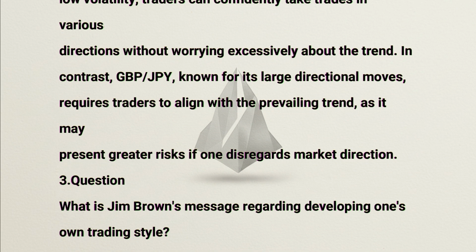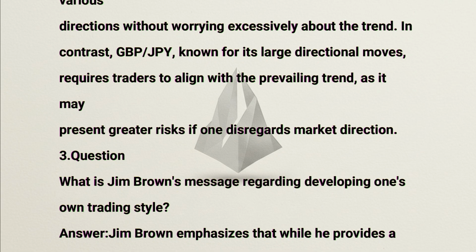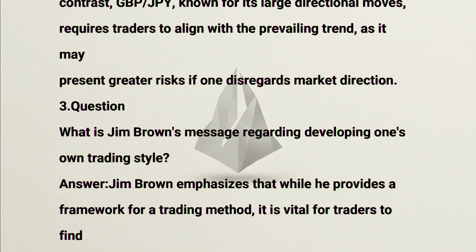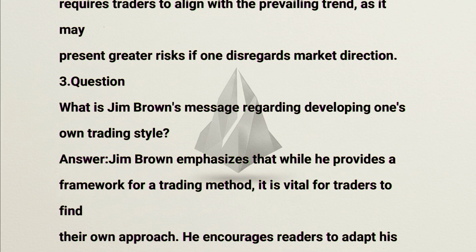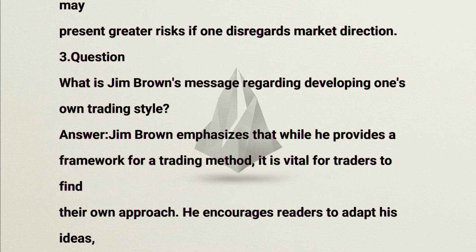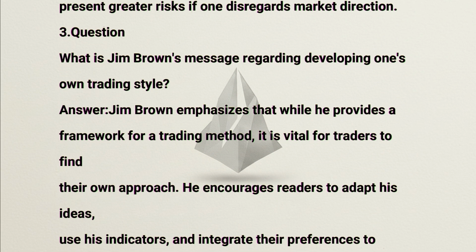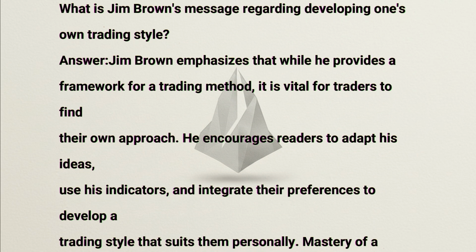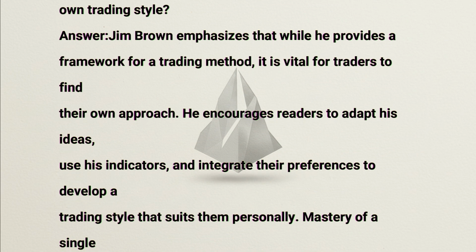In contrast, pound sterling to Japanese yen, known for its large directional moves, requires traders to align with the prevailing trend, as it may present greater risks if one disregards market direction. 3. Question. What is Jim Brown's message regarding developing one's own trading style?